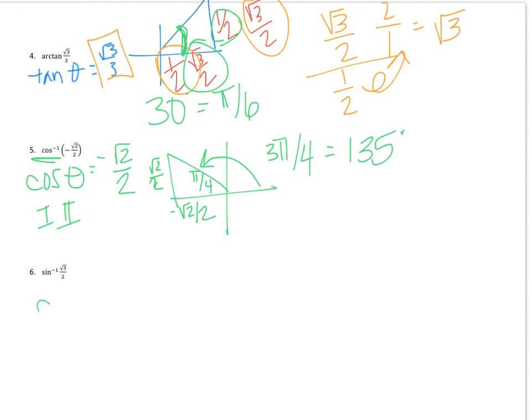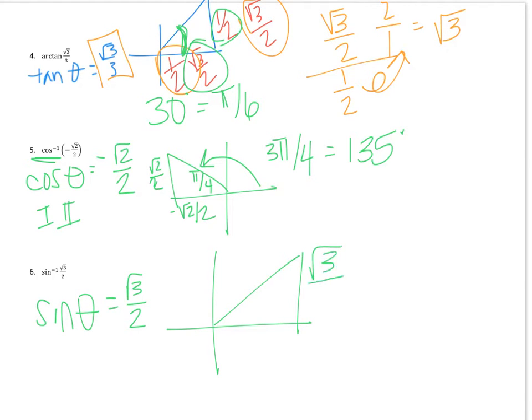One more of these. Sine of what angle gives us radical 3 over 2? It's positive, so I'm in quadrant 1. Sine refers to the opposite side, so this must be 1/2. This angle right here has to be 60 degrees, or pi over 3.